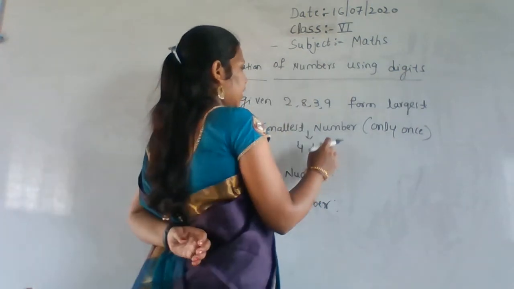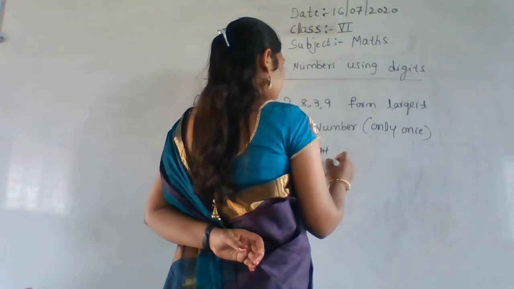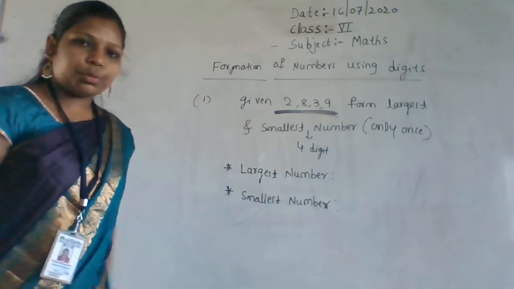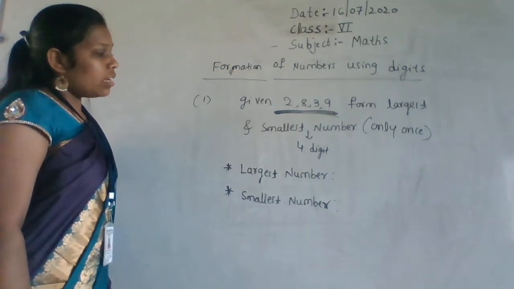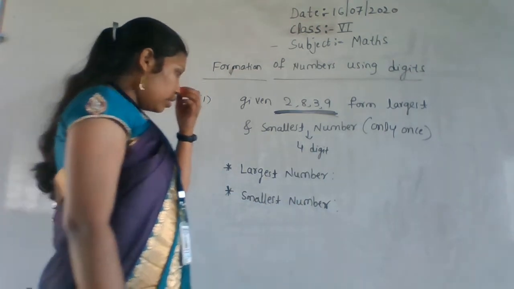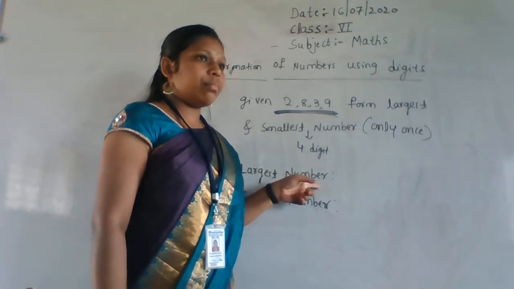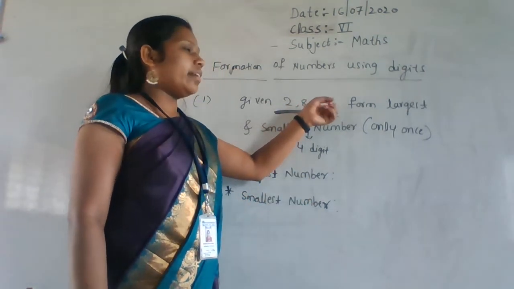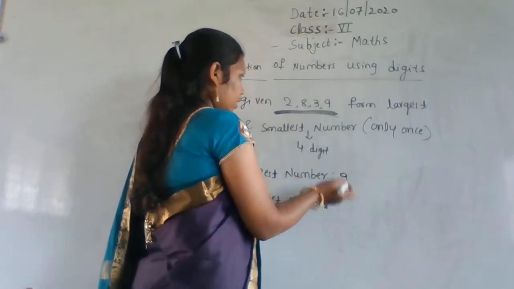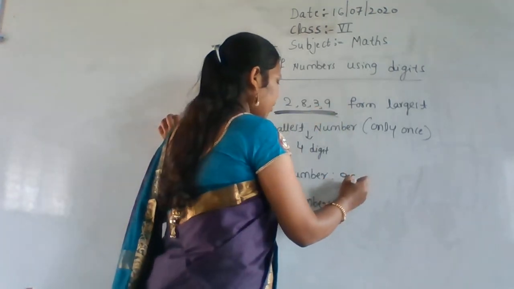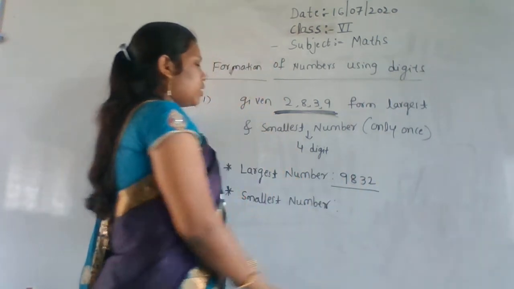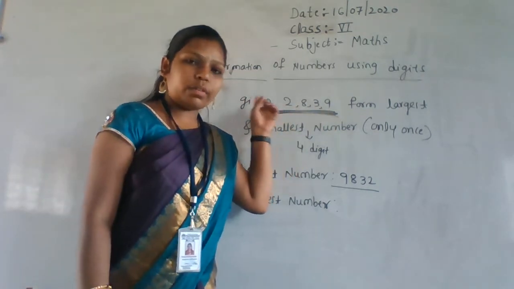Okay. What are the digits they gave here? 2, 8, 3, 9. Everyone observe here. You have to write the largest number as well as the smallest number here. So how to write the largest number? First write, which one is greater here? Greater number. 9, right? Write 9 here. Next, after that 8. After that 3. After that 2. So this is the largest number using these 4 digits.